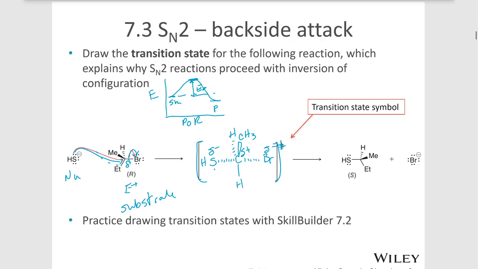This bond on the left is forming. This bond on the right is breaking. Now notice that we had the R configuration on the left, and we now have the S configuration on the right after our nucleophile adds. So we flipped configuration. We get inversion of configuration going from starting material to products.